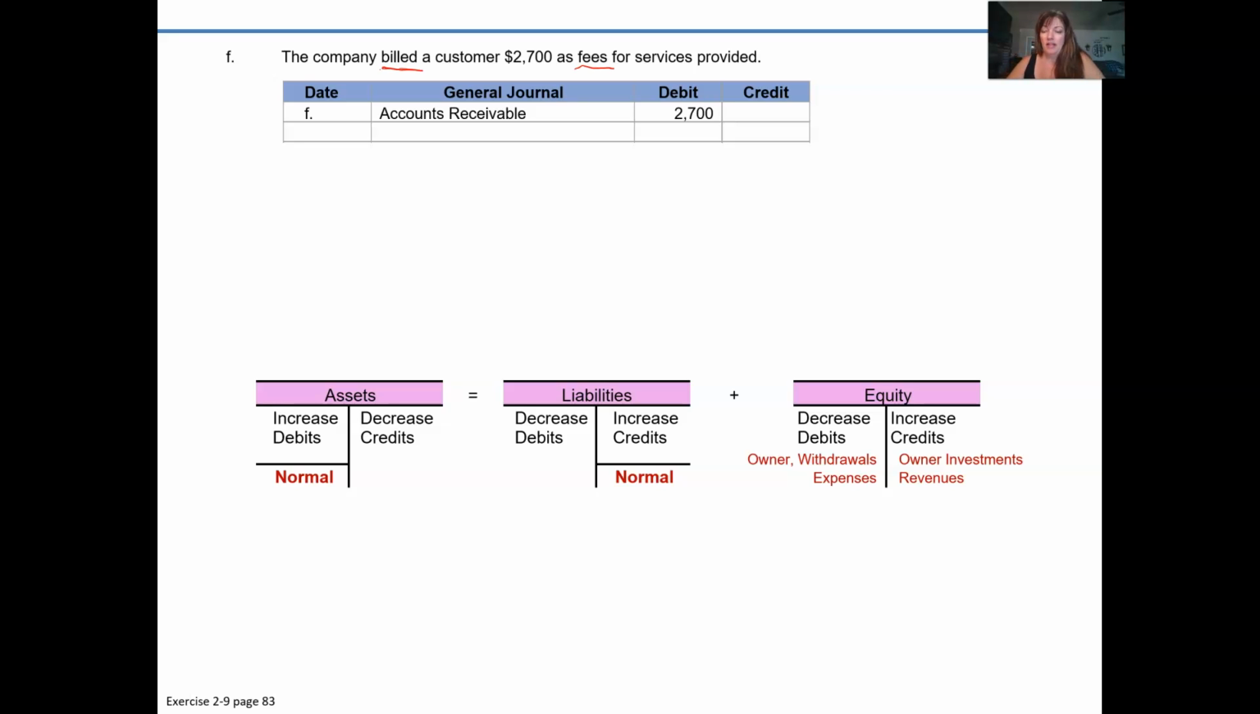So we will debit accounts receivable. Accounts receivable is an asset. That is the account that we put all of the money that is due to us in. We will receive the money from the account later, accounts receivable. And then it is fees for services provided, which is fees earned, and that is a credit. Fees earned is part of equity, it's our revenue, and that increases on the credit side. We increased our revenue.